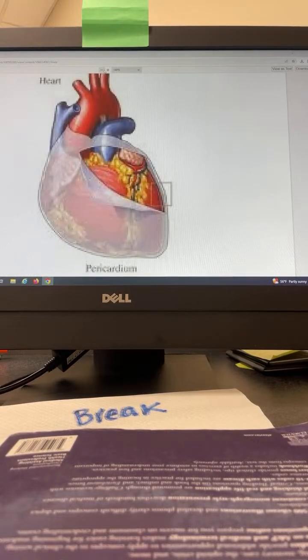This is a picture of what the pericardial sac looks like. I don't know why these are so blurry. I'm sorry. They weren't blurry on my computer. I think it's maybe just this computer.